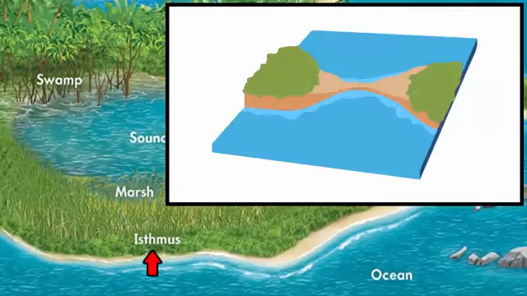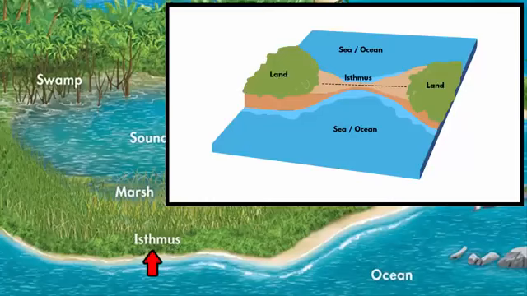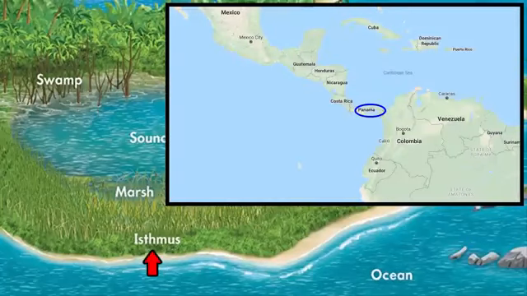It is a narrow strip of land with sea on either side, forming a link between 2 larger areas of land. One of the most famous examples of the isthmus landform is the Isthmus of Panama. The Panama Isthmus is a narrow strip of land that connects Costa Rica and Colombia. Essentially, the Isthmus of Panama connects North and South America. It is in between the Caribbean Sea and the Pacific Ocean.